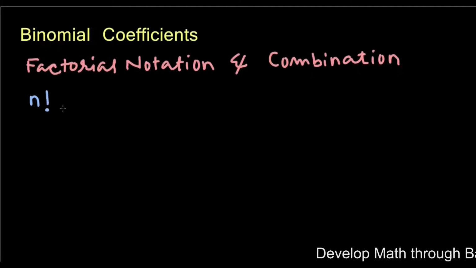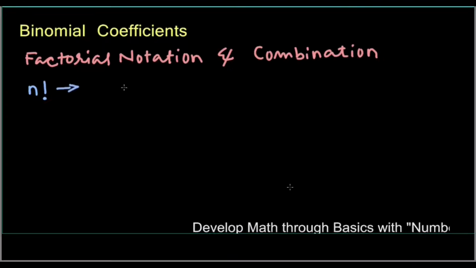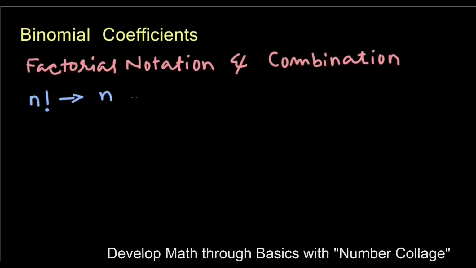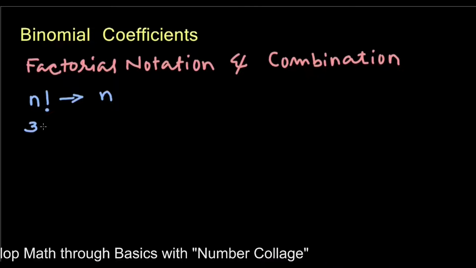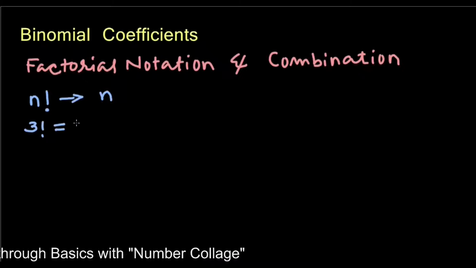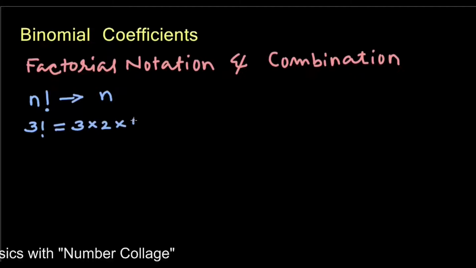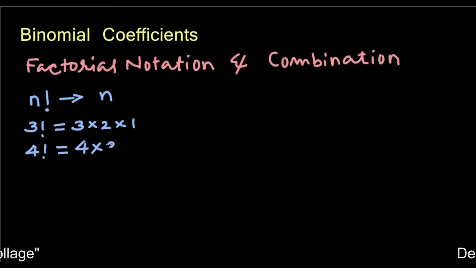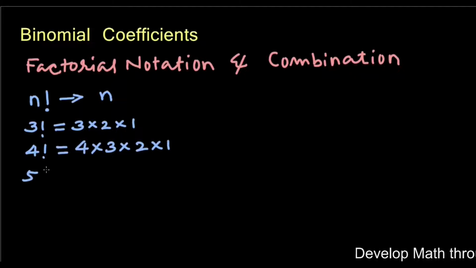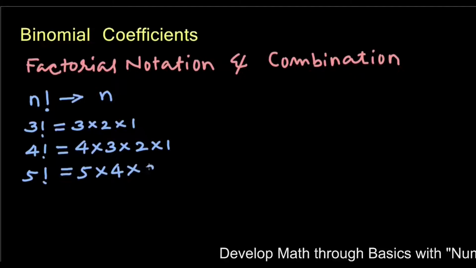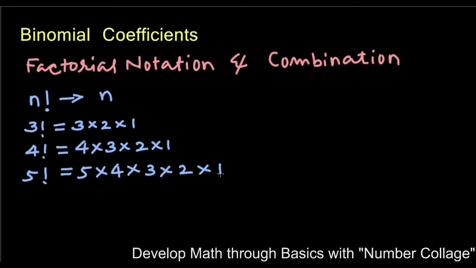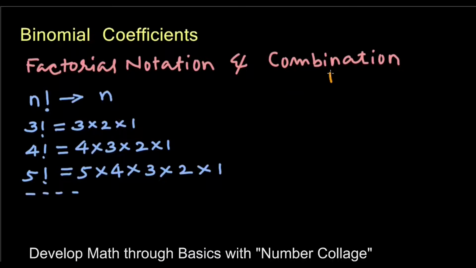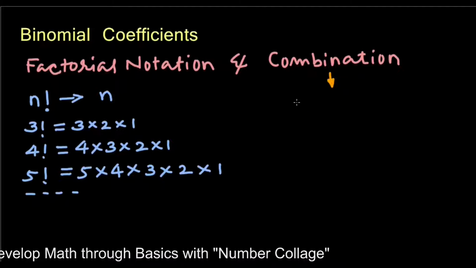N factorial, as it is written and as it is read, is the product of n non-negative integers. So therefore 3 factorial means 3 into 2 into 1. 4 factorial means 4 into 3 into 2 into 1. 5 factorial means 5 into 4 into 3 into 2 into 1. And so on.